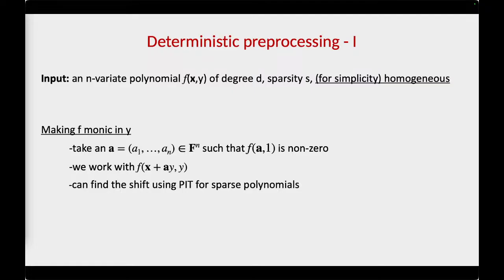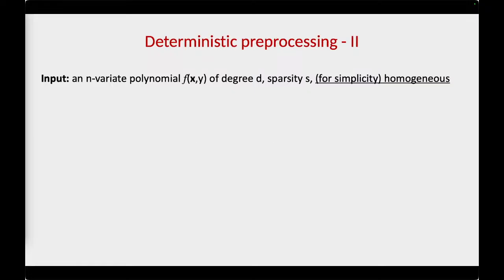This is black box PIT? Here, this is black box. Okay, and we can find this shift using PIT for sparse polynomials. So at the end of this very simple exercise, we'll get an f that is monic in Y.